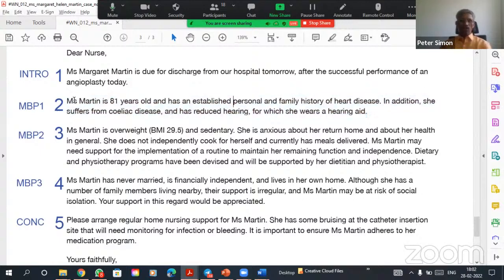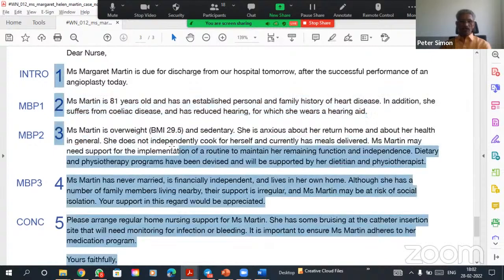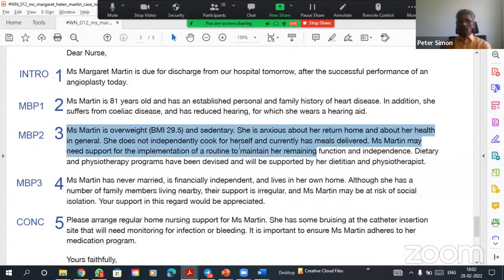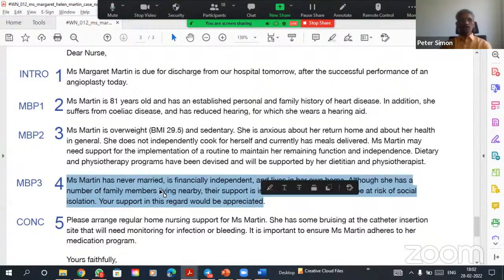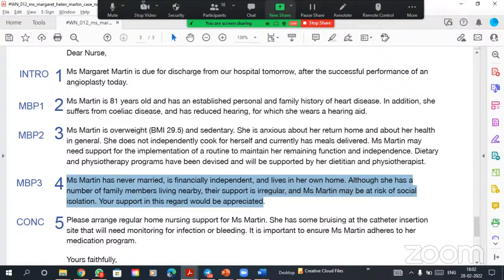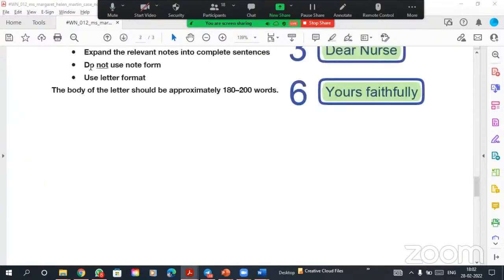This is only about Martin. This is her personal lifestyle. And this is the future, how it should be, and all these things. Okay, fine. Right. Now I'm going to discuss these things.